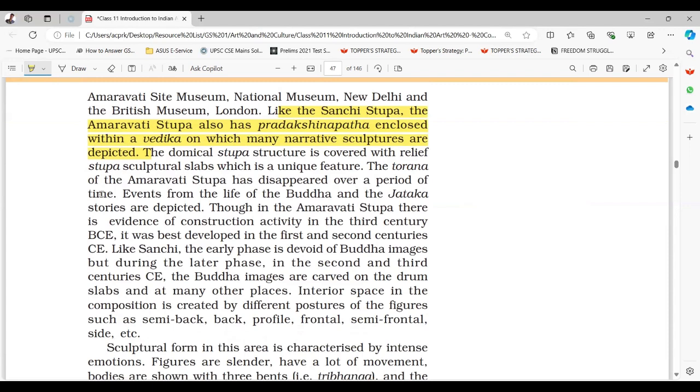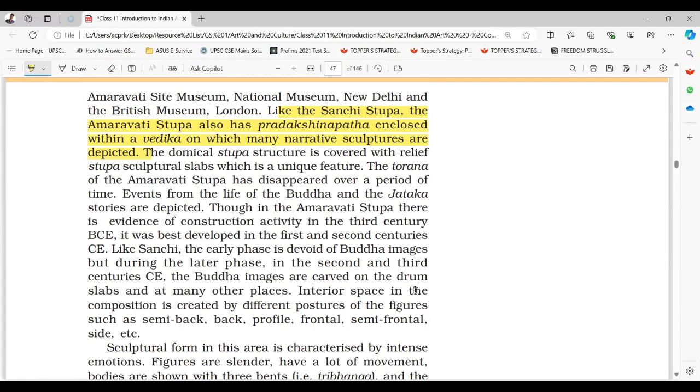The Torana of the Amaravati stupa has disappeared over a period of time. Events from the life of the Buddha and the Jataka stories are depicted. Though in the Amaravati stupa there is evidence of construction activity in the 3rd century BCE, it was best developed in the 1st and 2nd centuries CE. Like Sanchi, the early phase is devoid of Buddha images, but during the later phase, in the 2nd and 3rd century CE, the Buddha images are carved on the drum slabs and at many other places.